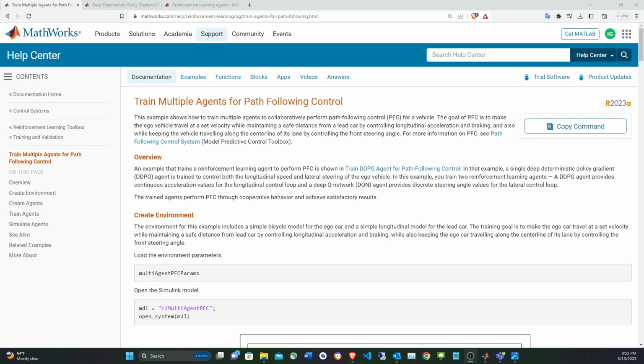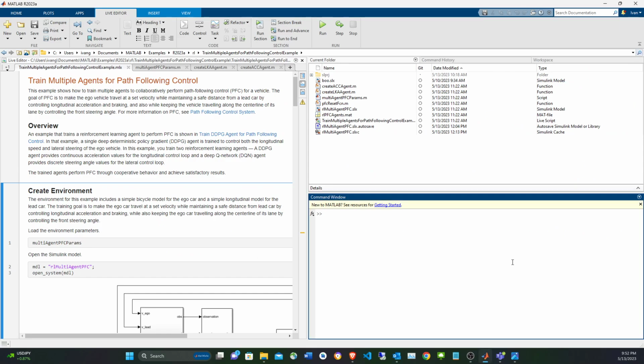This is the example that I'm gonna use, which is in the description. The link is in the description of the video, and to run it, just copy the command and then do Ctrl V in the MATLAB session. In the MATLAB session, hit Ctrl V. You have the command in the buffer.